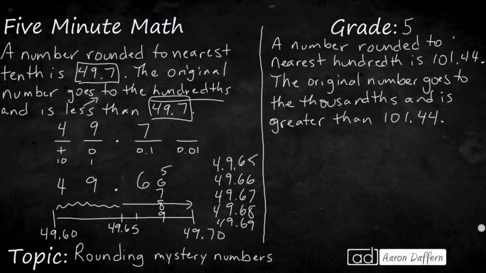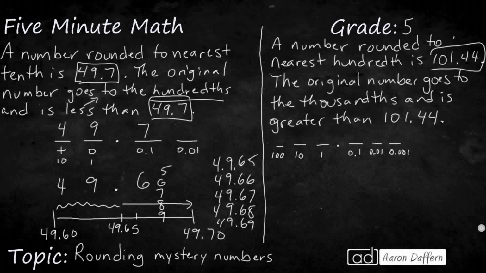Let's use that to kind of help us with this other side of the screen. A number rounded to the nearest hundredth is 101 and 44 hundredths. The original number goes to the thousandths. Okay, so that's going to be a little bit bigger. So let's make it go to the thousandths place. And I'll go ahead and just write the digits. That's 1, that's 10, that's 100, that's tenths, hundredths. Those are my thousandths. All right, so I need to round to this number.